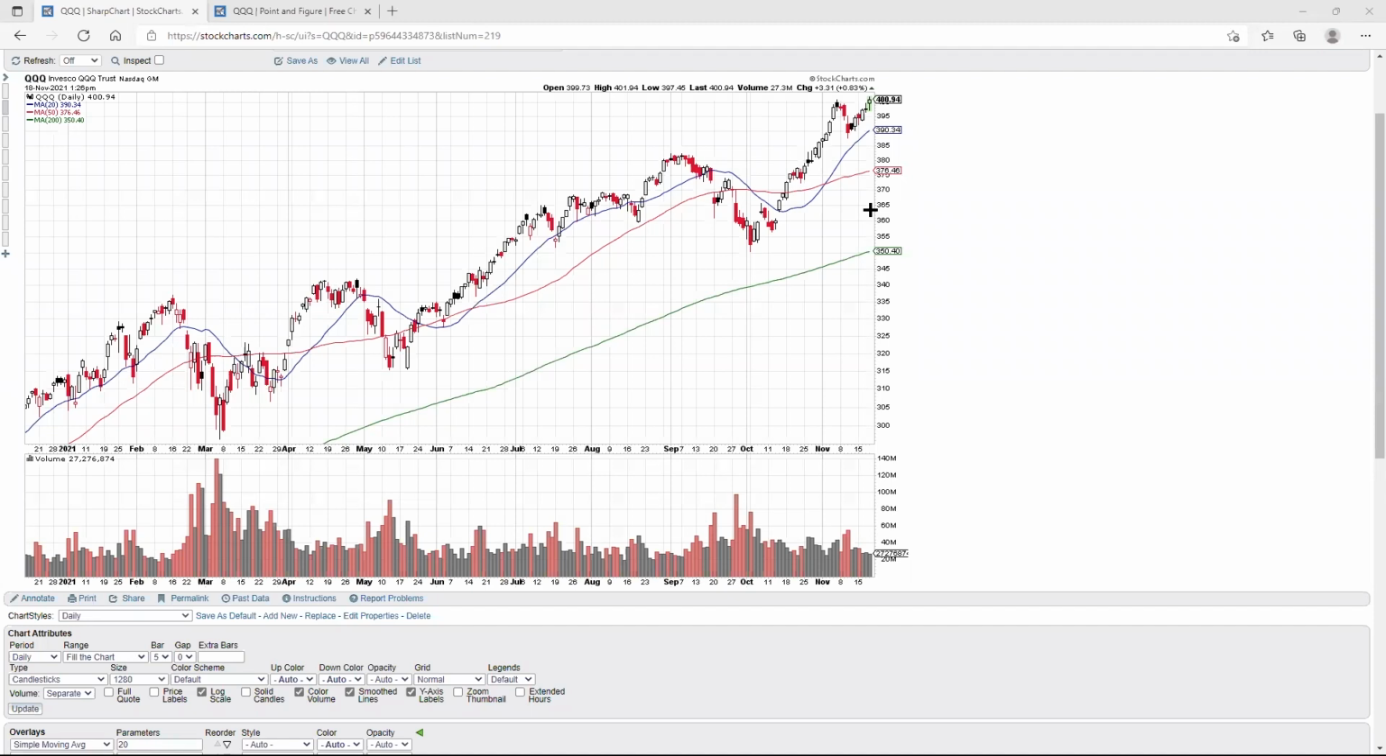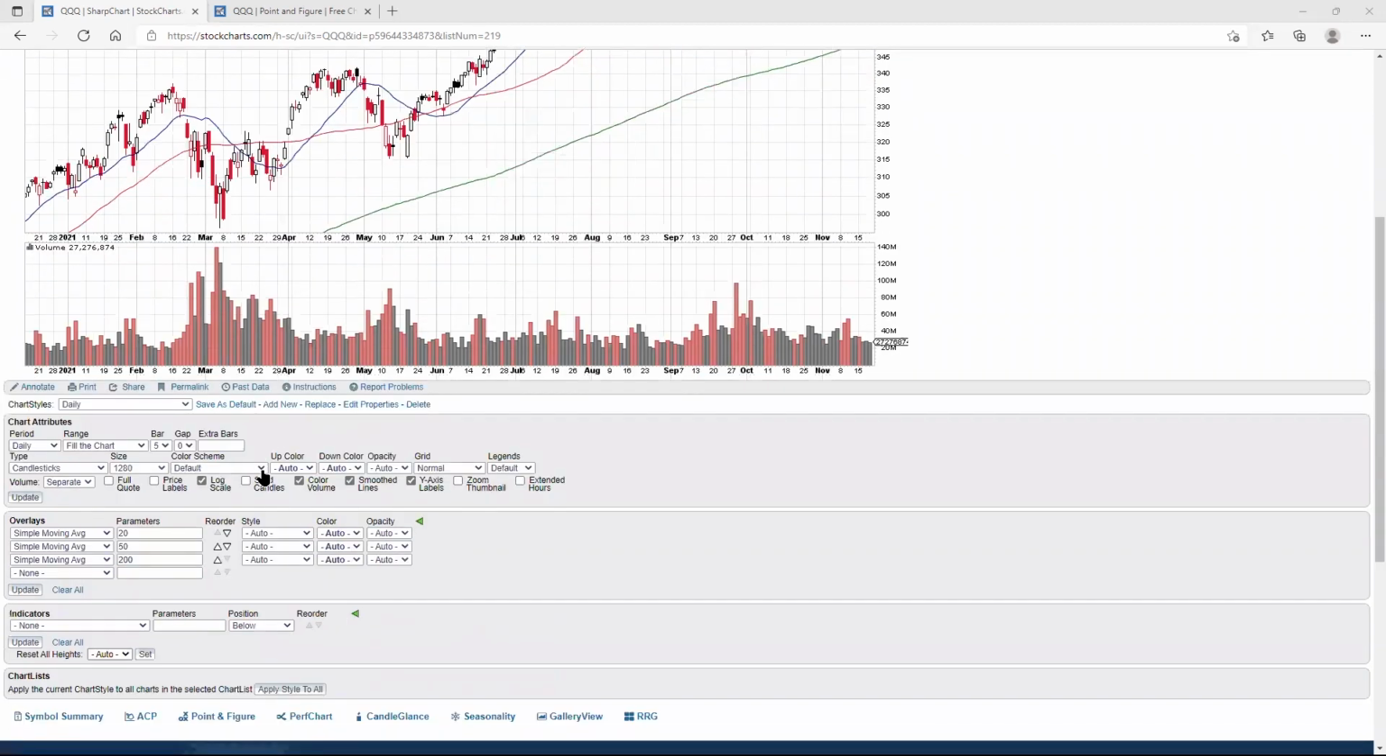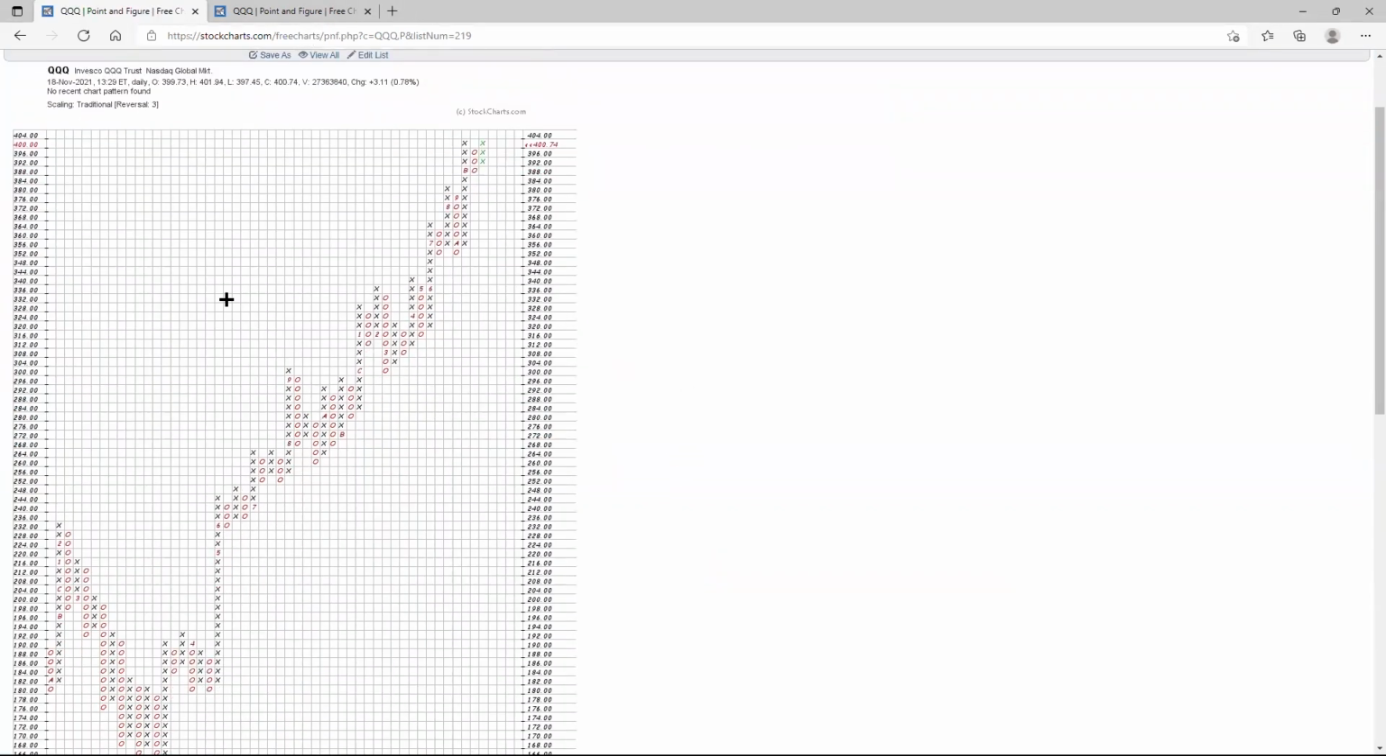So here we have a sharp chart, daily data. Traditional, sort of a typical looking normal scaling. Let's go down and make a point and figure out of this. We can go right to the bottom. You see point and figure here. We can click on this. And now we have a 3-box reversal, standard traditional scaling point and figure chart.